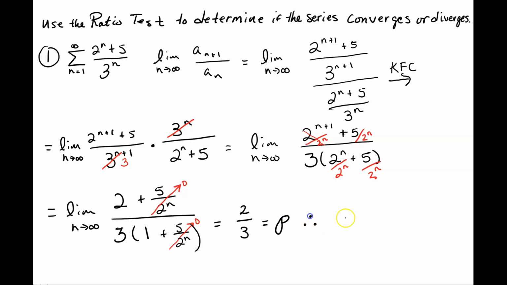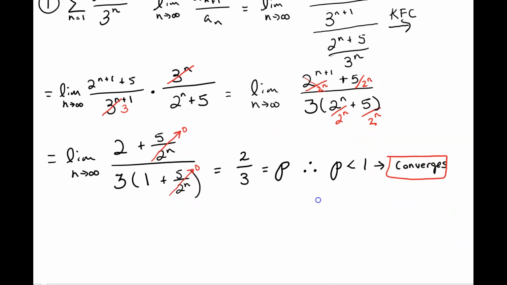So what can we say? Therefore, rho is less than 1. What does that mean? That means that this converges. And there's really nothing to it. It converges just like that.